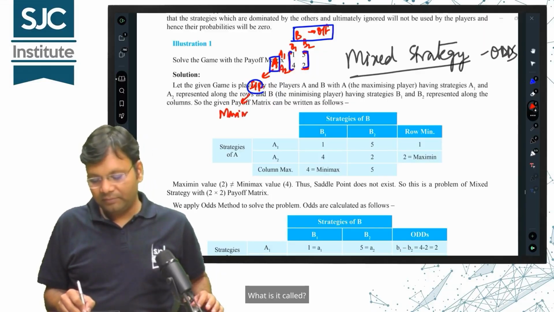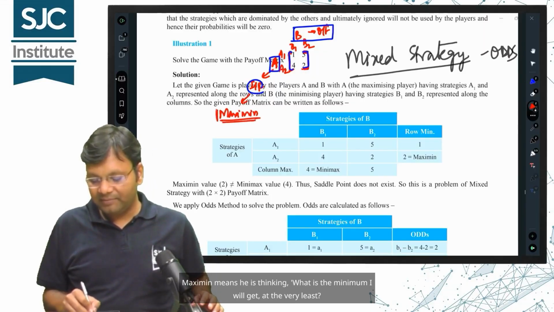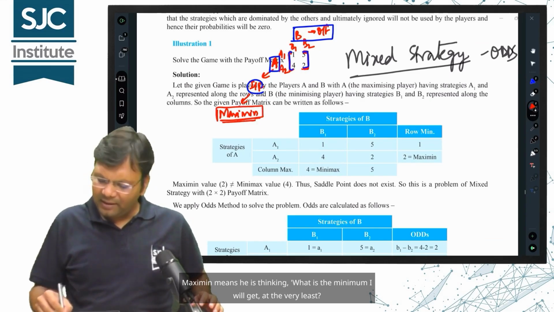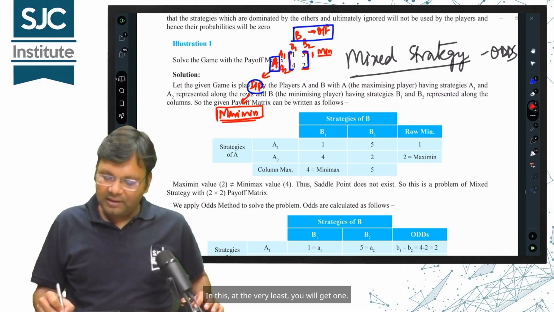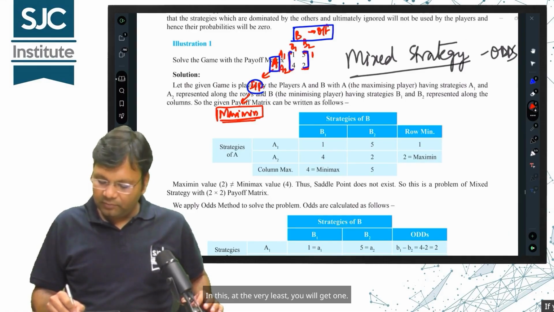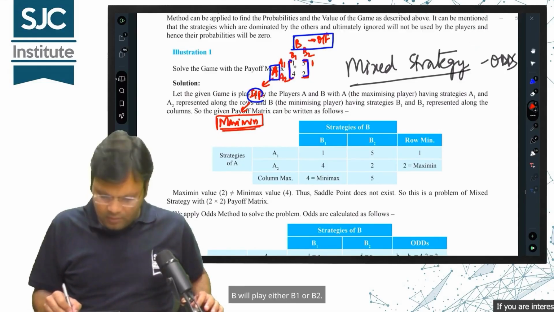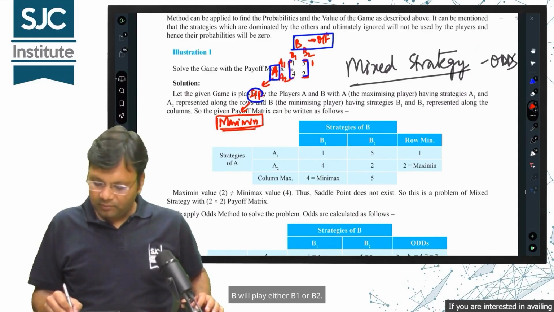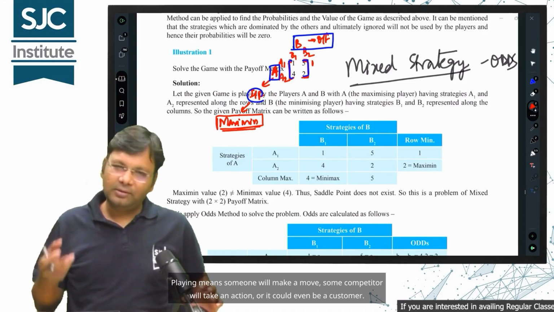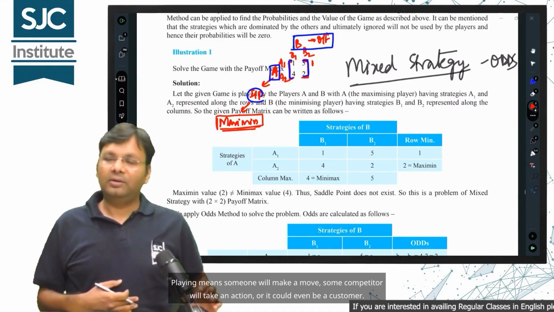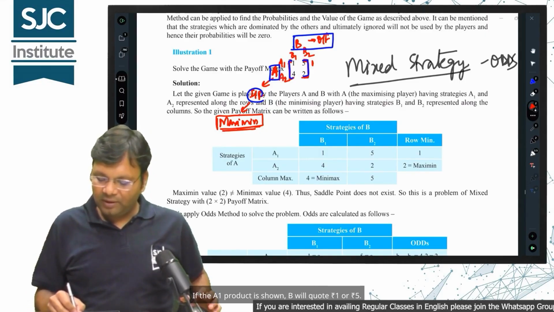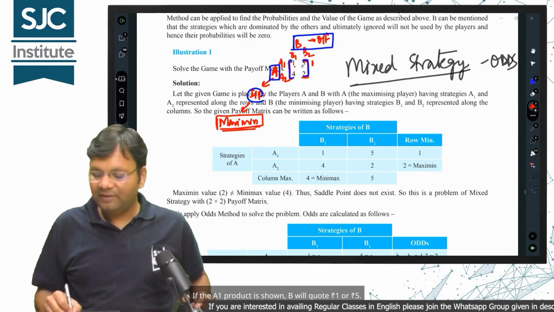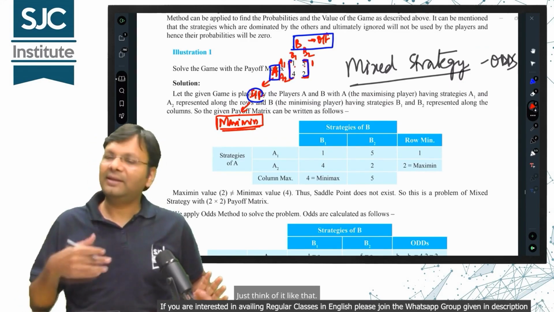What is it called? Maximin. Maximin means he is thinking, what is the minimum I will get at the very least? For example, if you look here, what is the minimum you will get? You will get 1. In this, at the very least, you will get 1. If A plays A1, B will play either B1 or B2. Playing means someone will make a move, some competitor will take an action, or it could even be a customer. The customer will quote some price. If the A1 product is shown, we will quote 1 rupee or 5 rupees. Just think of it like that.